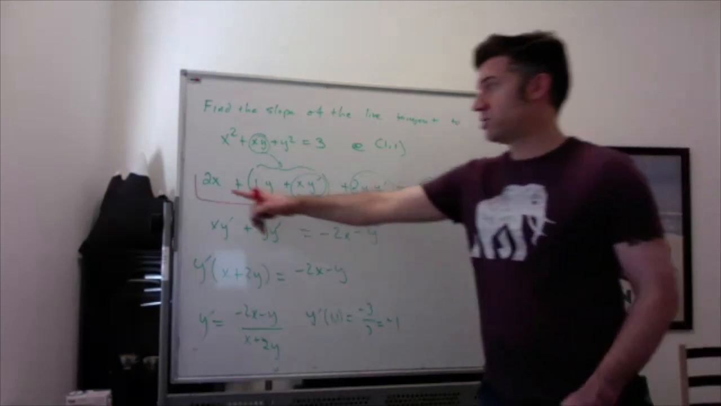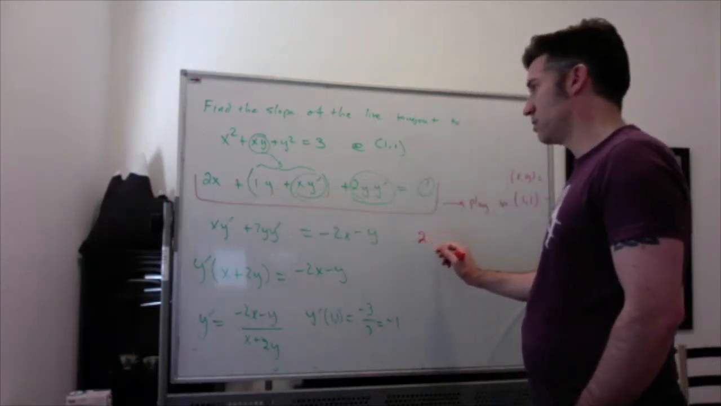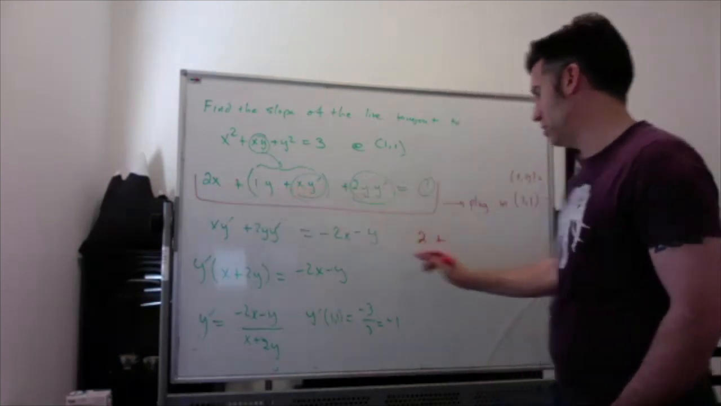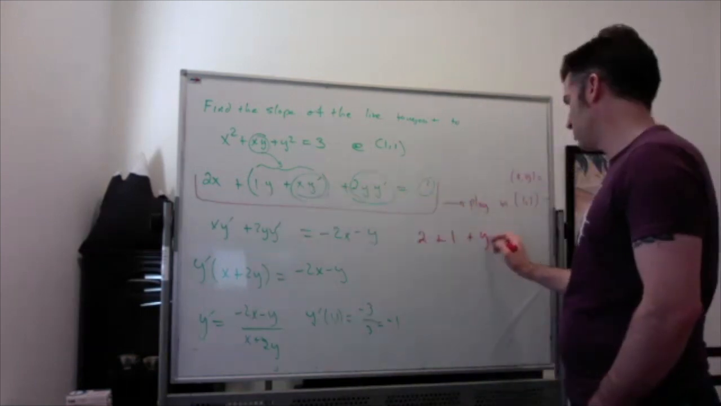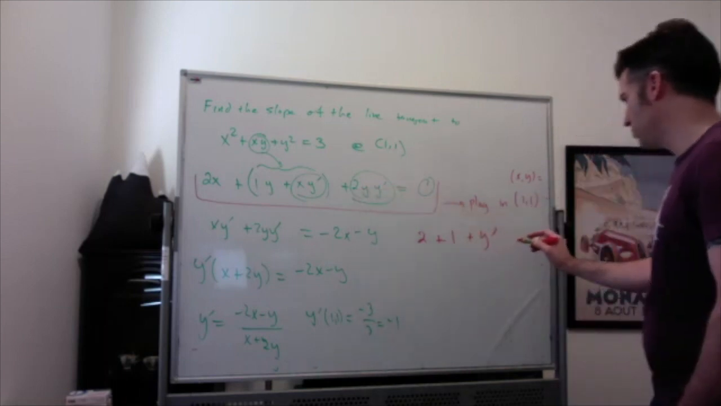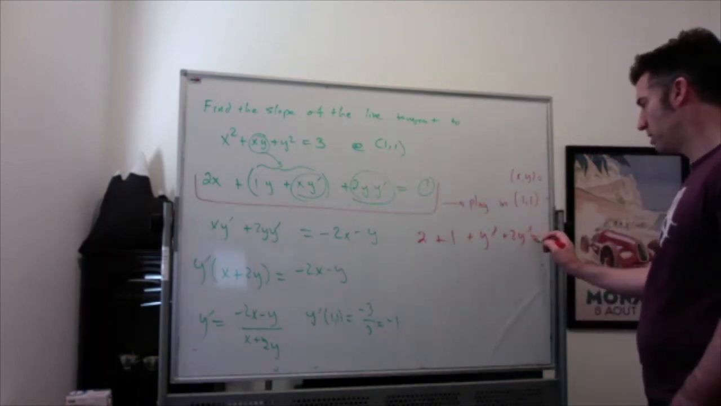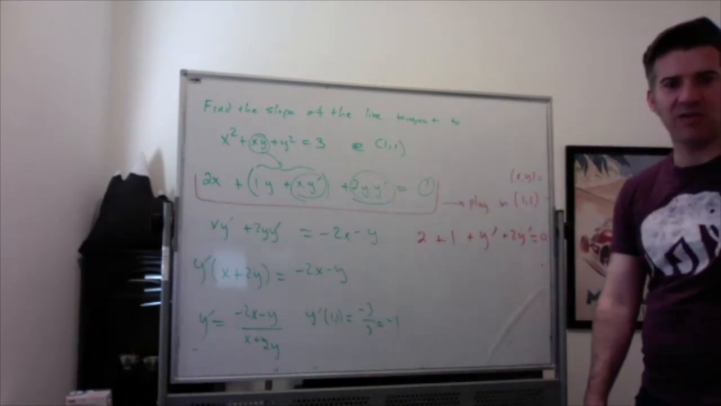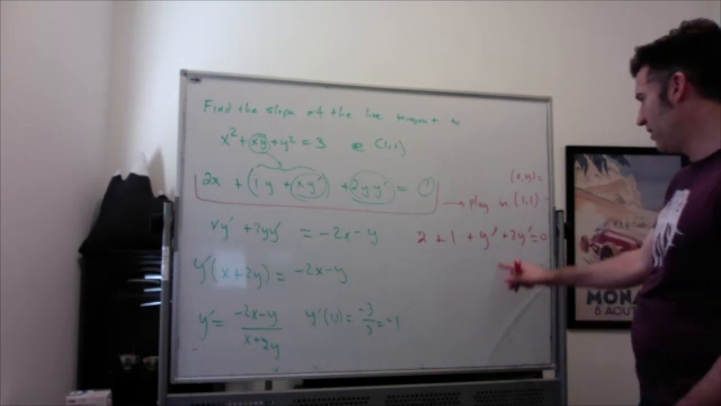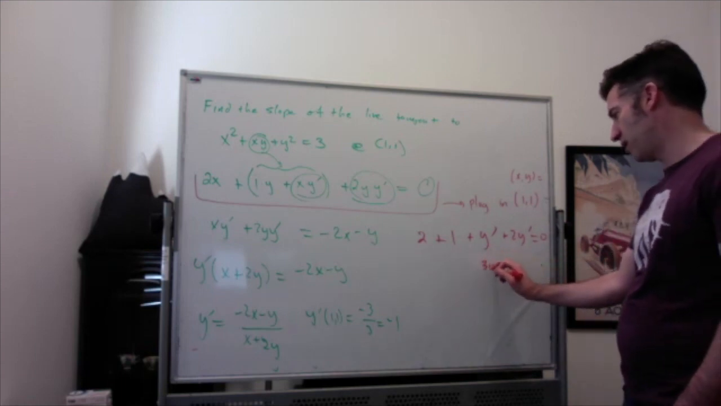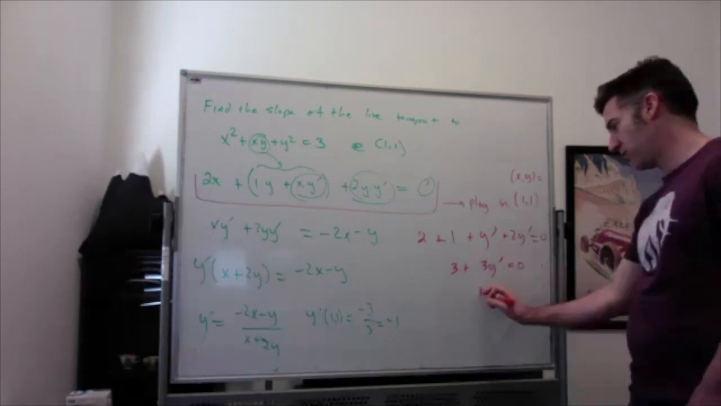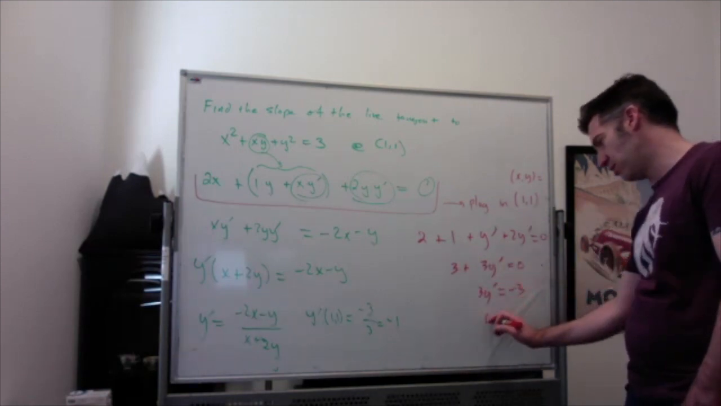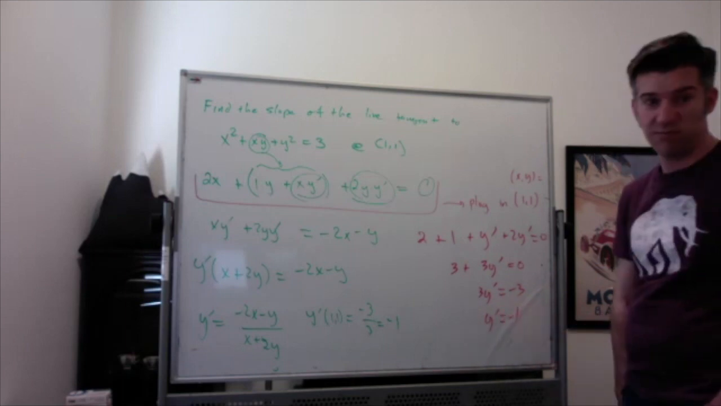So 2 times 1 plus 1 times 1 plus 1 times y prime plus 2 times y prime equals 0. That seems like a lot less algebra to have to deal with, right? Now I can just say, okay, 3 plus 3y prime equals 0. So 3y prime equals negative 3. So y prime equals negative 1.